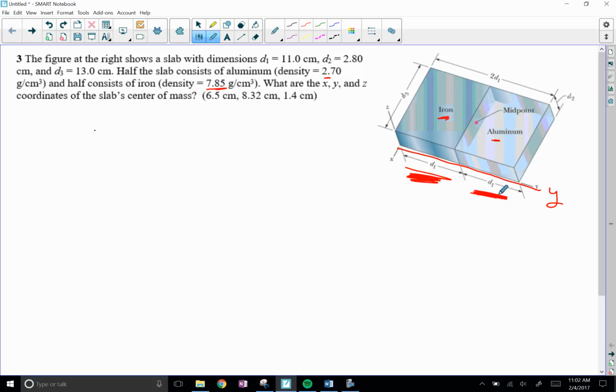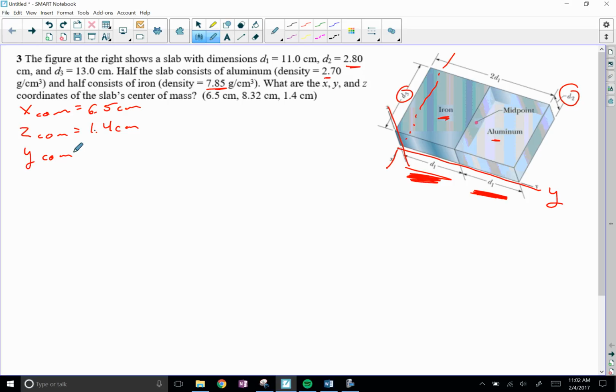Okay, so what that means for us is our x center of mass is just going to be half of d3, because the x-axis runs this way. So our x center of mass is half of 13, specifically 6.5 centimeters. Similarly, our z center of mass is going to be half of d2, because the z-axis runs this way. d2 is 2.8, so our z center of mass is 1.4 centimeters. The only thing that remains then is to find our y center of mass.